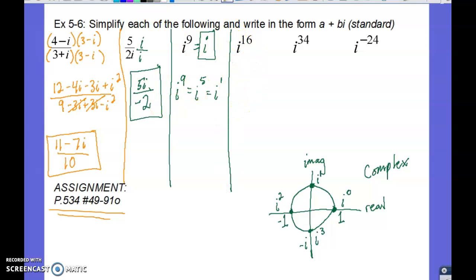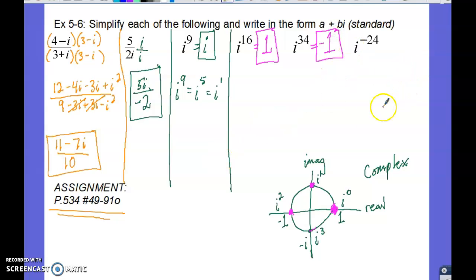So you have 2 options of doing this answer. I to the 9th got us up here. So let's do i to the 16th: 10, 11, 12, 13, 14, 15, 16. This answer should be to the 1st power. And what you'll probably notice is every multiple of 4 ends up over here. Every multiple of 4: 4, 8, 12, 16, 20, 24, 28, 32, 33, 34. So this answer is equal to negative 1.